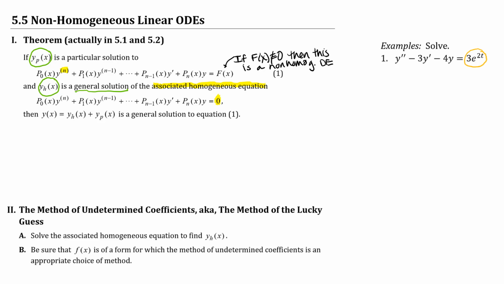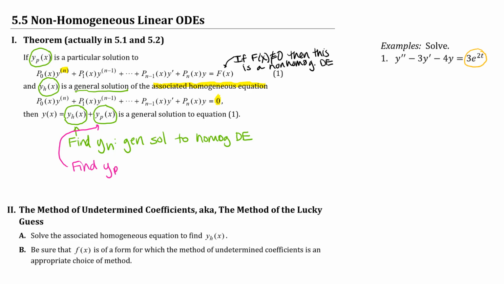Alright, so essentially this is telling us that we have two main steps in solving these non-homogeneous differential equations. One is to find the yh. So remembering general solution, we're going to find a basis for the solution space and then write a generic linear combination of that, which will represent all the possible solutions to that homogeneous differential equation. And then the second main step is to find that yp, and we're going to add those things together to find our general solution.